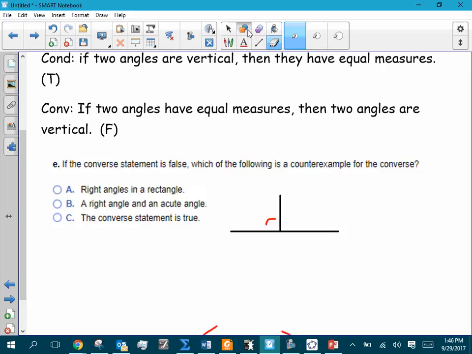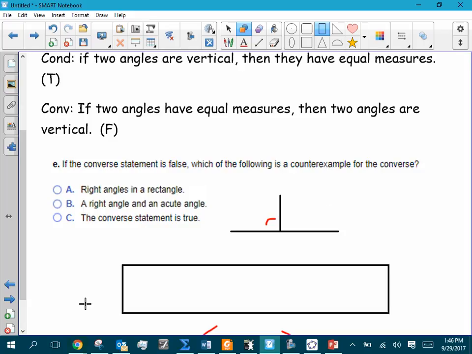Let me put a rectangle up here. Okay, I'm not going to put the markings in there, but those are all right angles. They're all the same. Okay? What this is saying, if this was a true converse, if two angles have equal measures, so if I said this angle here and that angle there were the same, you would be able to tell me that those two angles were vertical. Does that make sense? If that statement was true. We know those are not vertical, right? So that's why that statement's false.